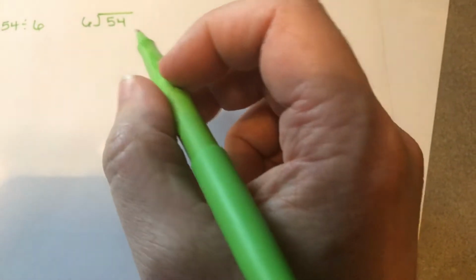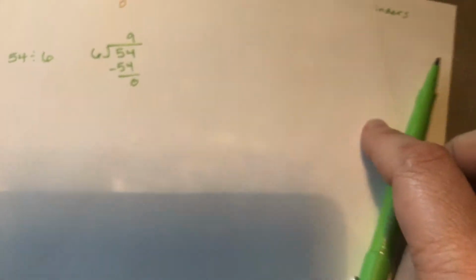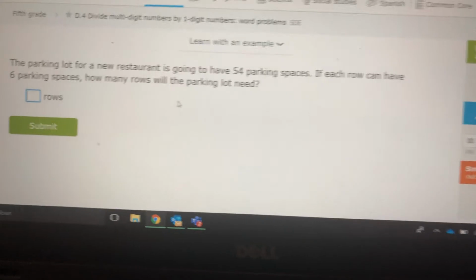How many groups of 6 go into 54? Well, I know 6 times 10 is 60, so 9 times 6 is 54. So this is going to be 9. 9 times 6 is 54. We have no remainders. So how many rows? That would be 9.